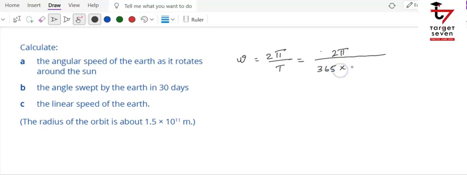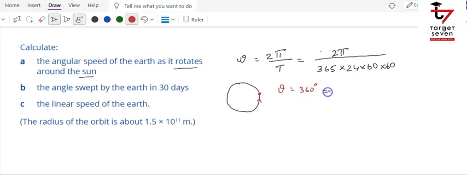365 days. Each day would have 24 hours. Each hour would have 60 minutes and each minute would have 60 seconds. Now, those of you who are wondering why do we have 2 pi here? It talks about rotating around the sun. So if Earth completes one full rotation, say Earth starts its rotation from this point, goes in the anti-clockwise direction. When it completes one full rotation, the angle that it would have covered would be 360 degrees, which would account for 2 pi radians, and hence we have 2 pi written over there.